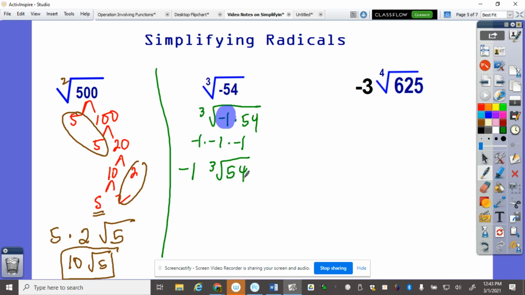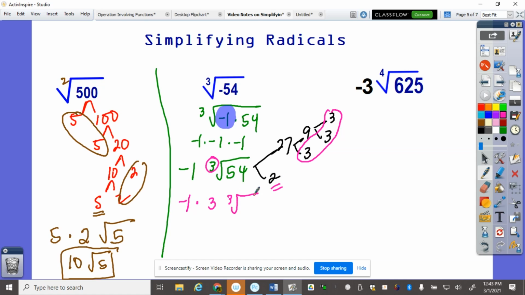Cube root of 54. Now you can break down the 54. I'm going to get 27 and 2. 27 is 9 and 3. 9 is 3 and 3. And again, the index here is 3. So that means there should be 3 in a group. So that brings out the 3 outside. So negative 1 times 3 is negative 3. The 2 has no partner, so it remains inside. Cube root of 2. And that's the answer.